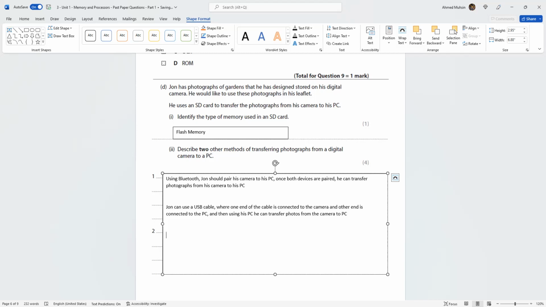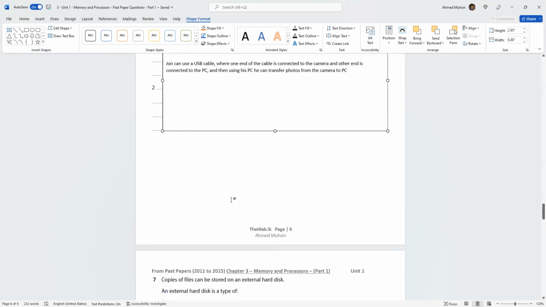You can also talk about Wi-Fi. You can say John should make sure that his camera and PC are connected to the same router through Wi-Fi. Thereafter, files can be exchanged between both devices. You can also talk about cloud storage, where he can use a particular app. You can even mention that as well.